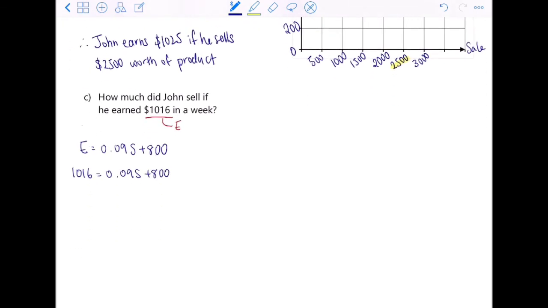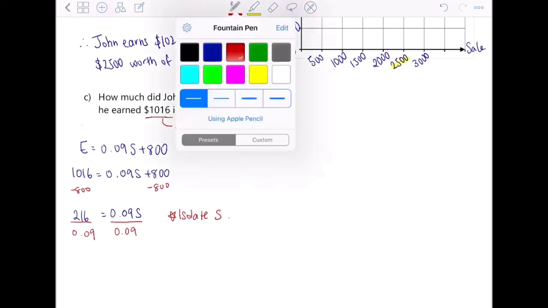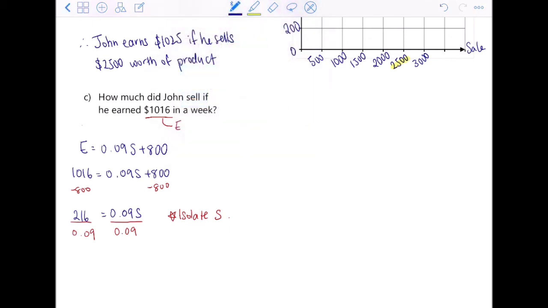Okay, so step by step, we subtract 800 on both sides. So we're left with 0.09 S on the right-hand side, and on the left-hand side we have 216. And then we're going to divide both sides by 0.09 because we're trying to isolate S. So nothing should be in front of S. So if you punch this into a calculator, you should get 2,400 equals S.